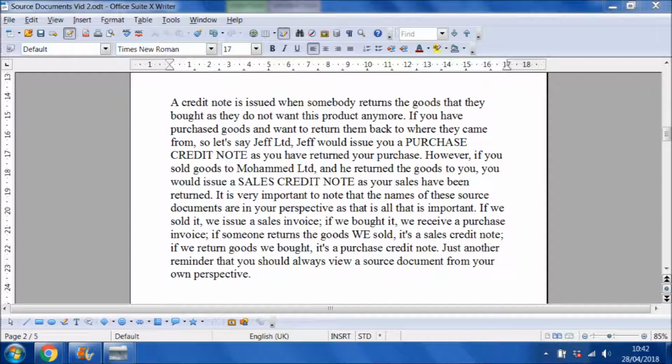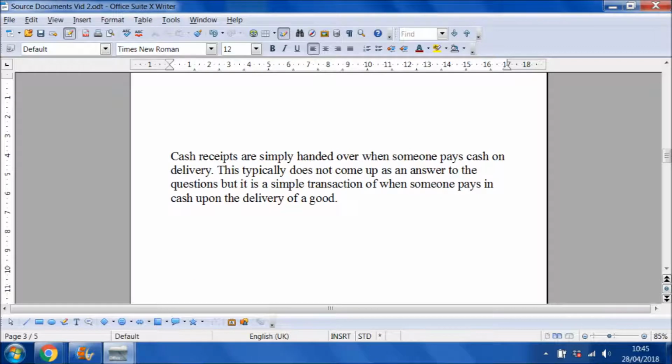It is very important to note that the names of these source documents are in your perspective, as that is all that we have to worry about. If we sold it, we issued a sales invoice. If we bought it, we receive a purchase invoice. If someone returns the goods we sold, it's a sales credit note. If we return the goods that we bought, it's a purchaser's credit note. Note that you should always view it from your own perspective.